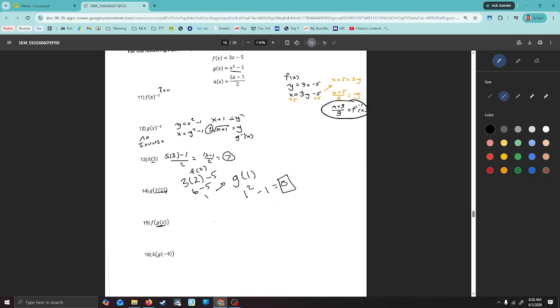Now it says f of g of x. I know what g of x is. Literally, you tell me what g of x is. So I'm going to rewrite it as f of x squared minus 1. Because I wrote it as x squared minus 1, I'm going to plug it into my x, whatever's in my parentheses. In this case, x squared minus 1. So it's going to be rewritten as 3 times (x squared minus 1) minus 5. Let me distribute the 3 to clean this up. 3x squared minus 3 minus 5. 3x squared minus 8.